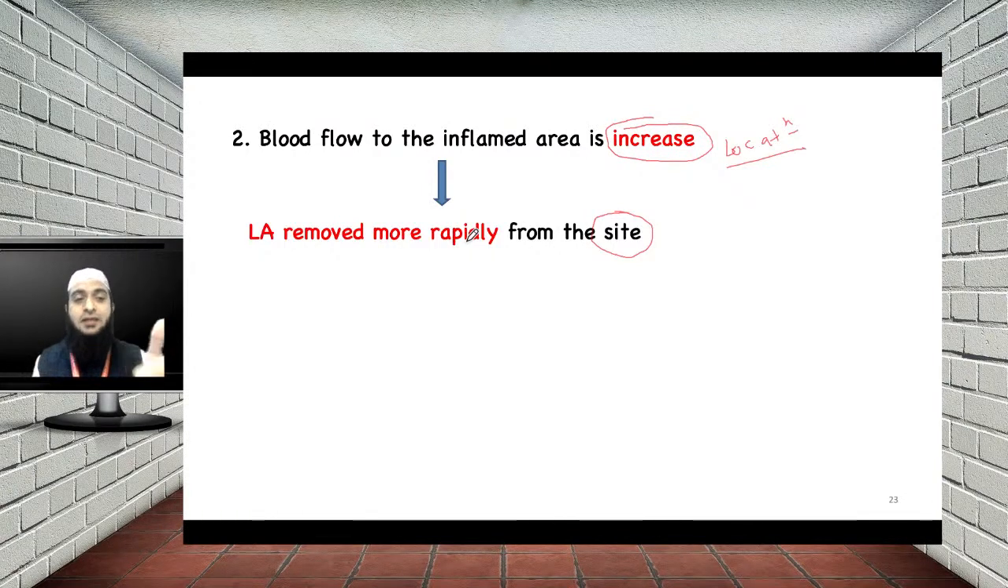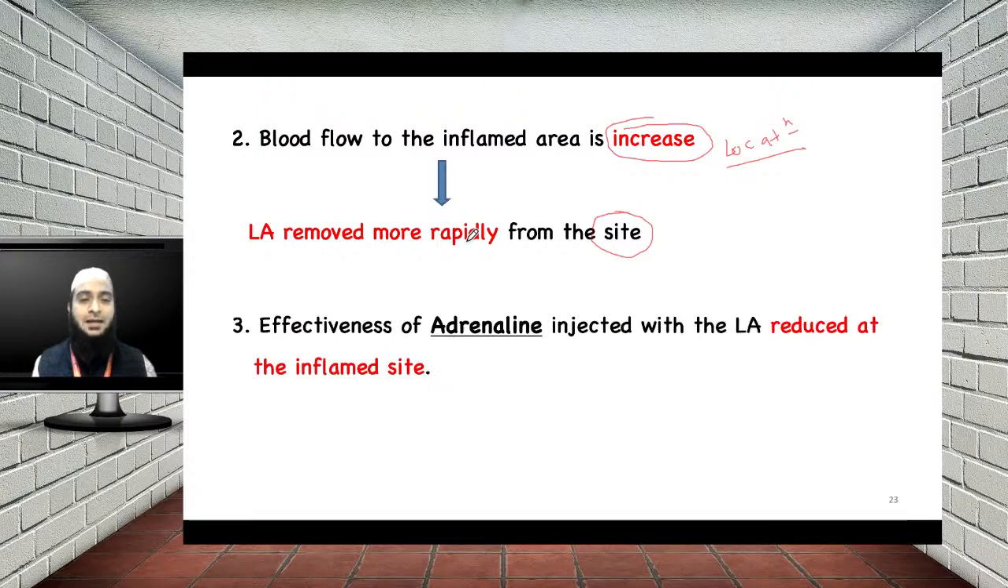So this is the second reason, the blood flow to the inflamed area is increased, and local anesthetics are removed more rapidly from the site, right? Third reason, it is the effectiveness of adrenaline injection, which is generally given to produce vasoconstriction so that blood supply can be restricted. So this effectiveness of adrenaline injection with local anesthetics is reduced at the inflamed site.